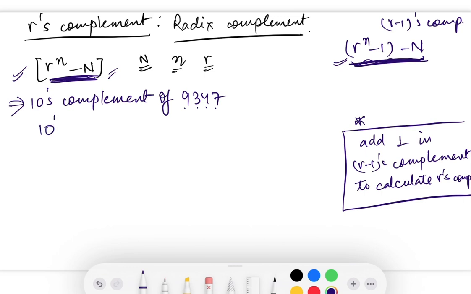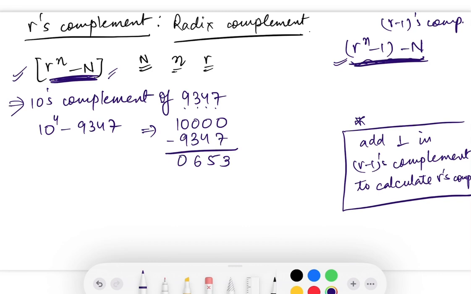So 10 raised to the power 4 minus 9347 will be equal to 10000 minus 9347. Subtract it. It will be 653. Right? Previously, what was the answer? 9's complement of this number was 652, and 10's complement of this number is 653, and that means 10's complement of 9347 is one more than the 9's complement of 9347.